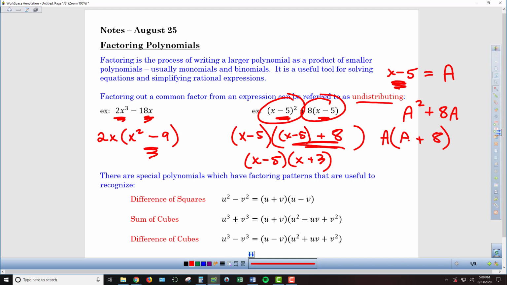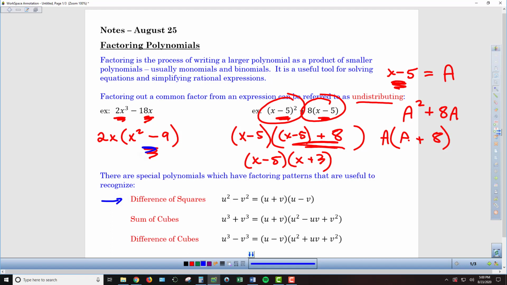Now, before moving on to more examples, I first want to take a look at three significant patterns that we have to pay attention to when they come up, irregularities from most of our factoring, which is just kind of a reverse FOIL process. The first is the difference of squares.